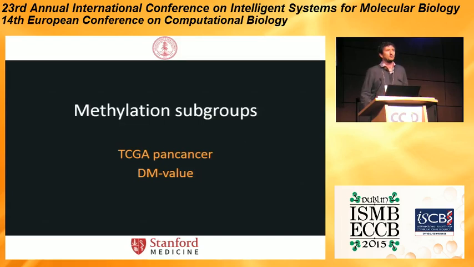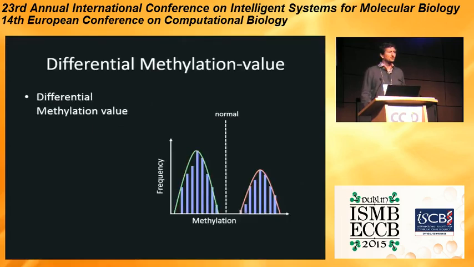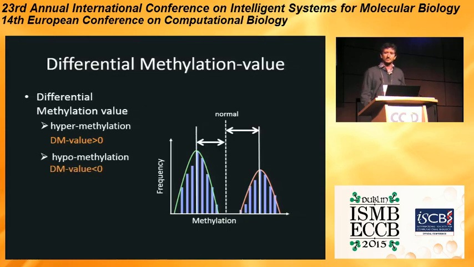Next, we also wanted to use these methylation data analysis for subgrouping. To do this, we introduced a new statistic, which is called the DM value, and essentially this reflects either the hyper or hypomethylation state. So the DM value is defined as the difference between the methylation mode and the normal. So for hypermethylation, this creates essentially a DM value bigger than 0, and for hypomethylation, smaller than 0.